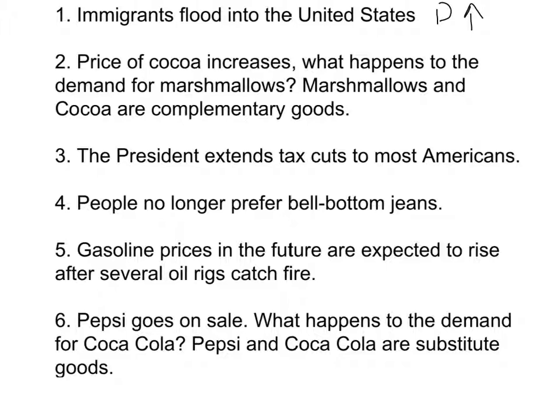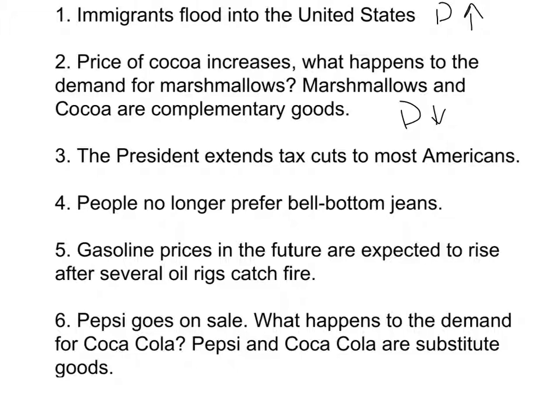The second one is related goods. If the price of cocoa increases, what happens to demand for marshmallows? Marshmallows and cocoa are complementary goods. Most tests should be very clear when goods are supposed to be complementary and when they're substitute. You should not have to guess, are they substitute, are they complementary, or are they not related at all? So the price of cocoa goes up, chances are you're going to buy less cocoa. If you buy cocoa and marshmallows, then if you buy less cocoa, the demand for marshmallows will also go down.